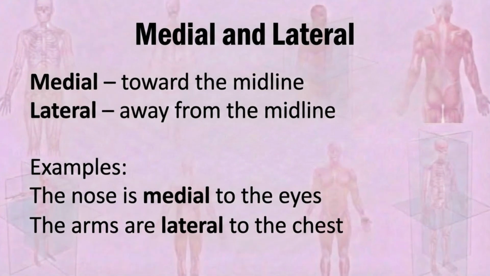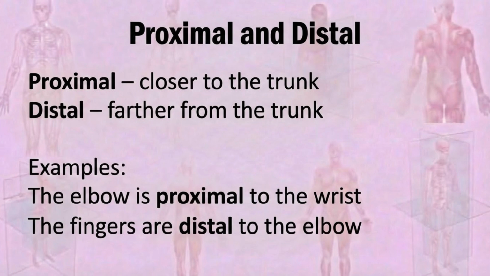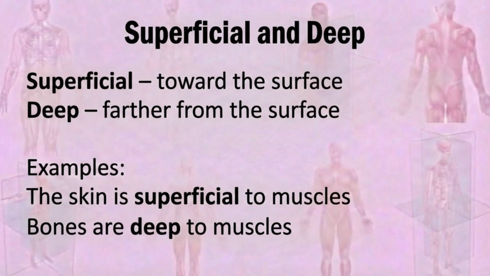Medial means toward the body's midline, and lateral means away from the midline. The nose is medial to the eyes, while the arms are lateral to the chest. Proximal and distal are directional terms used mainly for the limbs. Proximal means closer to the point of attachment to the body, and distal means farther from the point of attachment. For example, the elbow is proximal to the wrist, and the fingers are distal to the elbow. Superficial means closer to the surface of the body, while deep means farther from the surface. The skin is superficial to muscles, and bones are deep to muscles.